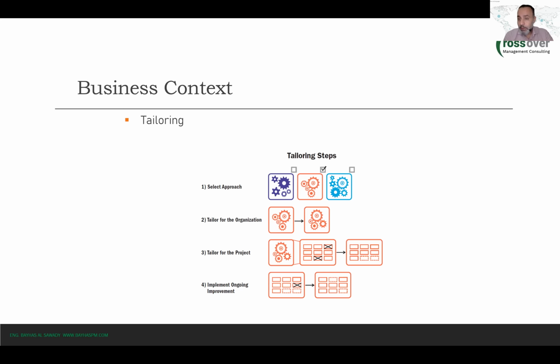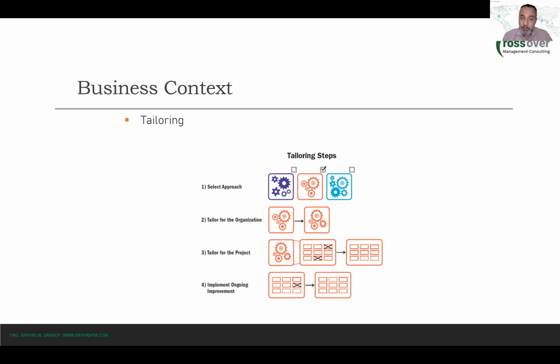So tailoring is very important, again, very important effort that you need to do as a project manager. And for that reason, the PMBOK guide, the 7th version, as I mentioned earlier, has dedicated a section in the book for tailoring. They explained more about tailoring, but actually this is what we need to do.